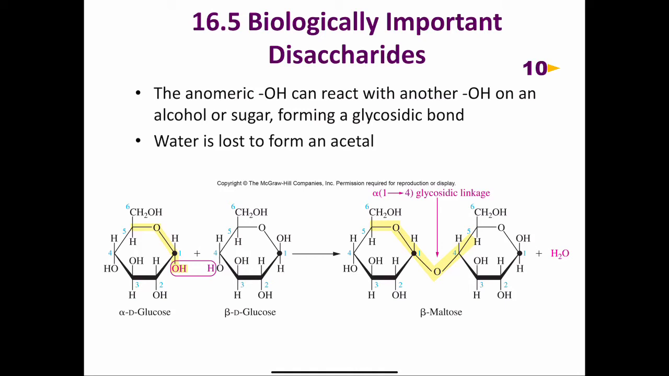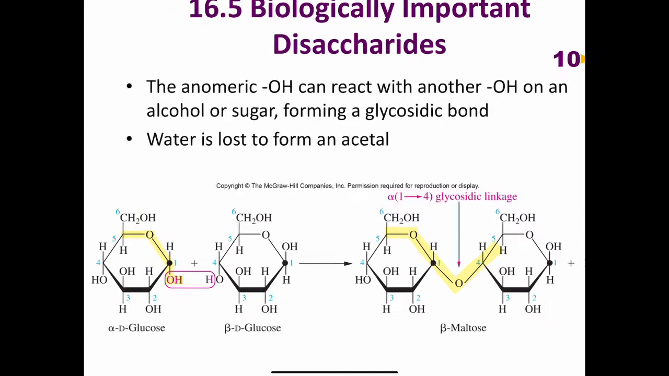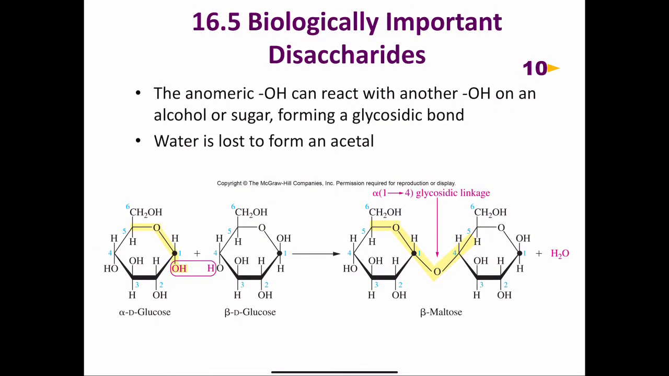Section 16.5 deals with some biologically important disaccharides, and disaccharides are exactly what they sound like. Since we have the prefix di, it means that there are two sugars attached together to make a disaccharide. So we take two monosaccharides, we put them together, and we make a disaccharide.